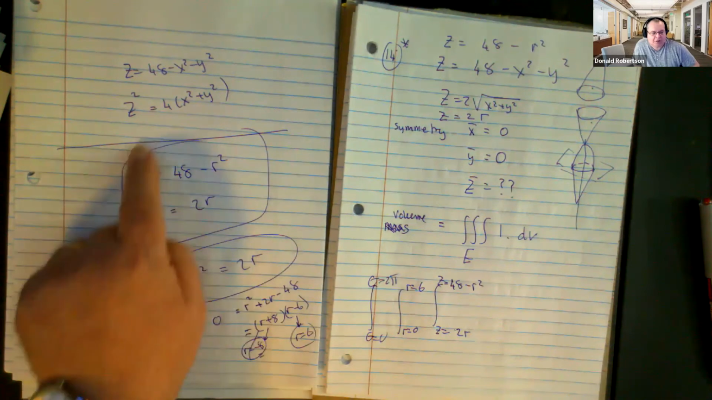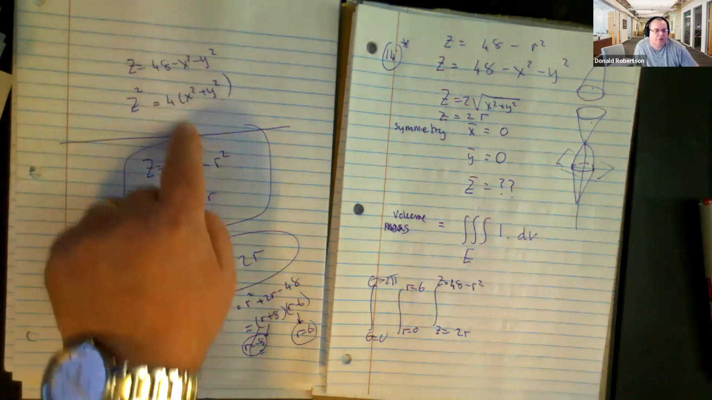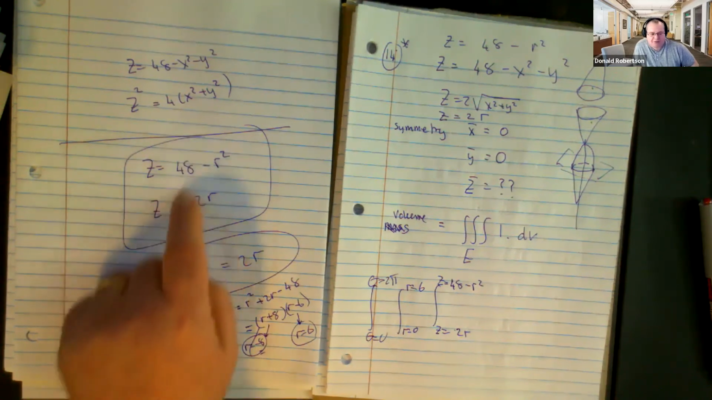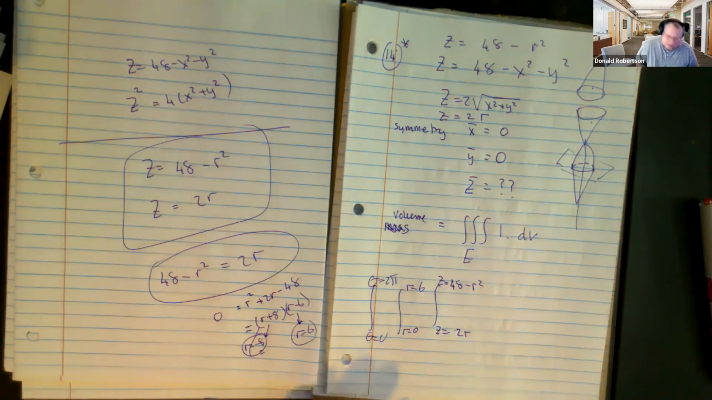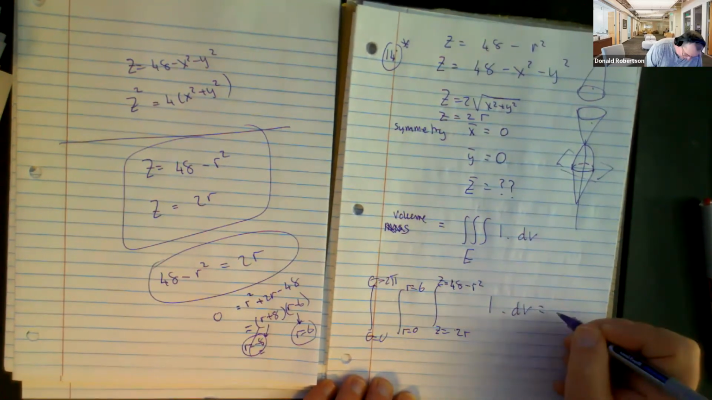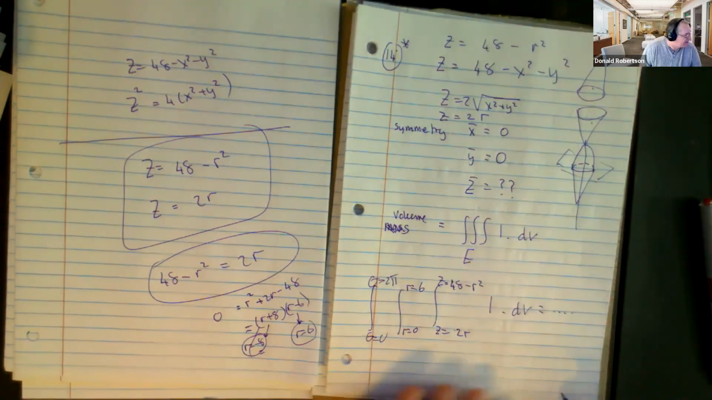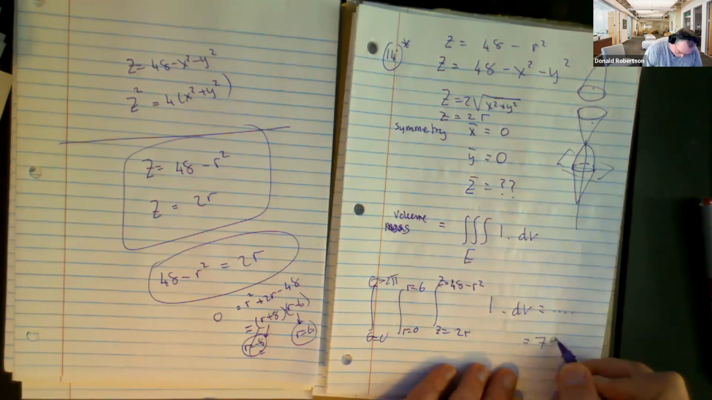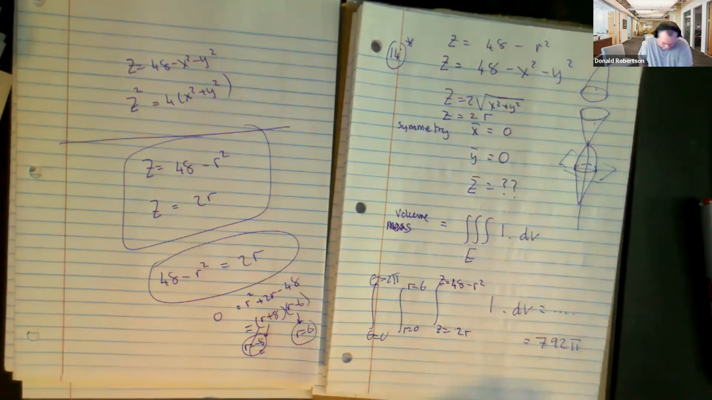And so I matched these two together. I was originally going to do that, then I thought, oh God, that's going to be really ugly, and this just was easier. And of course, it's going to be 1 dV. Can I do that and tell you that the answer ends up being 792 pi? Will you just accept that as kind of done, for speed?